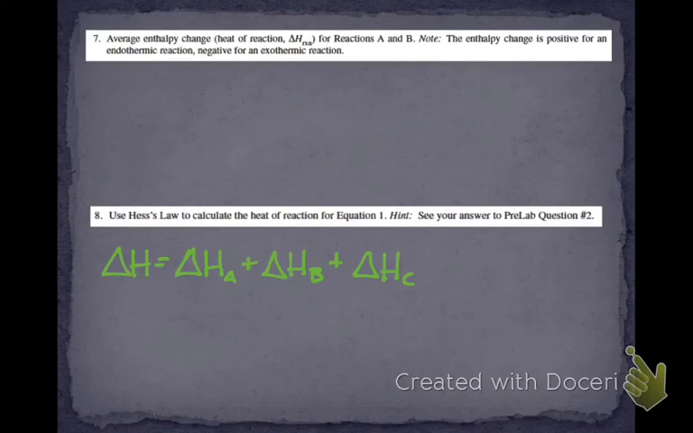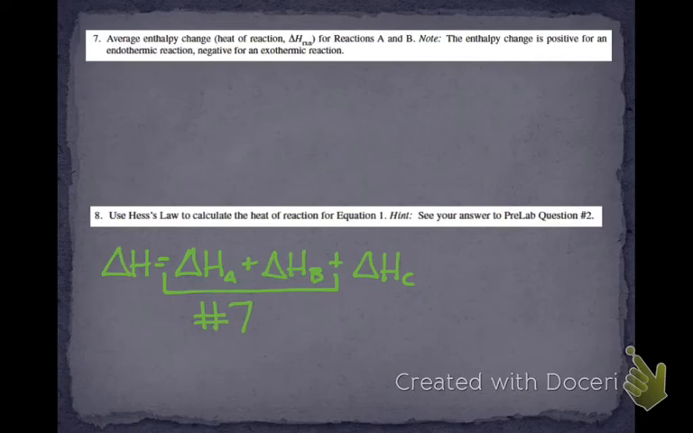Okay, for number 8, you want to take a look at your answer to pre-lab number 2, which I have written out here, where you're adding together the delta H's of reaction. So what you're going to do here is A and B are what you calculated in number 7, those averages for reaction A and reaction B, so you'll plug those in. Again, you want to make sure that if you have a negative value or a positive value, that you're putting those signs in.